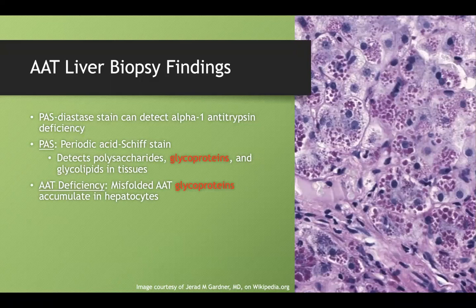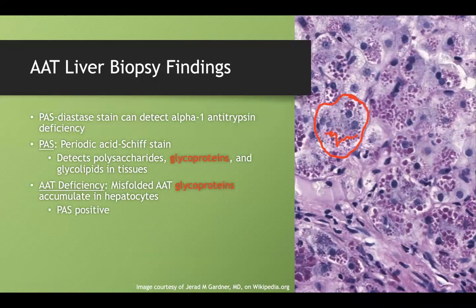Now, it doesn't end there. The PAS stain, if it's positive, doesn't tell us, hey, you have a glycoprotein. It'll just tell us you have something in your tissues. It could be a glycolipid. It could be a polysaccharide. So how do we differentiate this from other liver diseases? For example, you can have some liver diseases that have increased glycogen stores that can't get released from your liver. So how do we differentiate a glycogen from a glycoprotein?